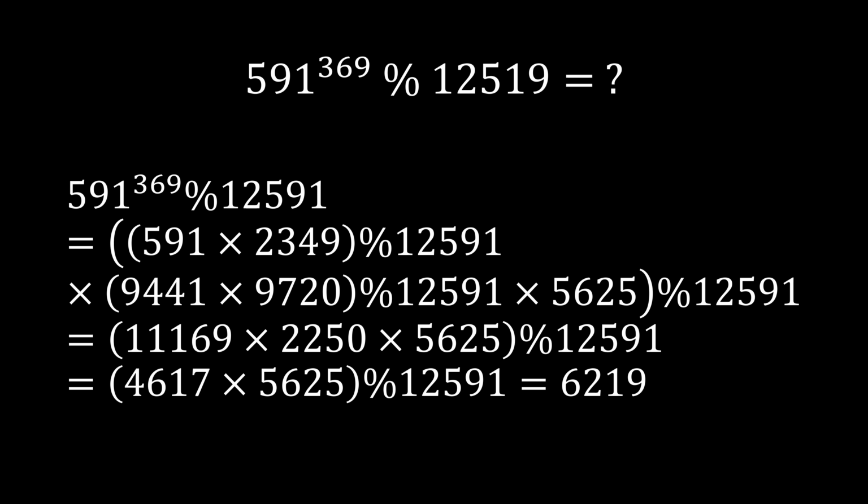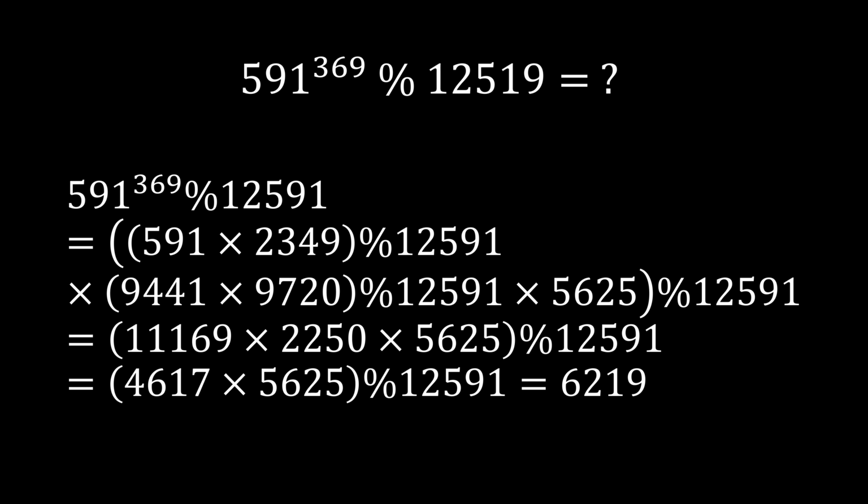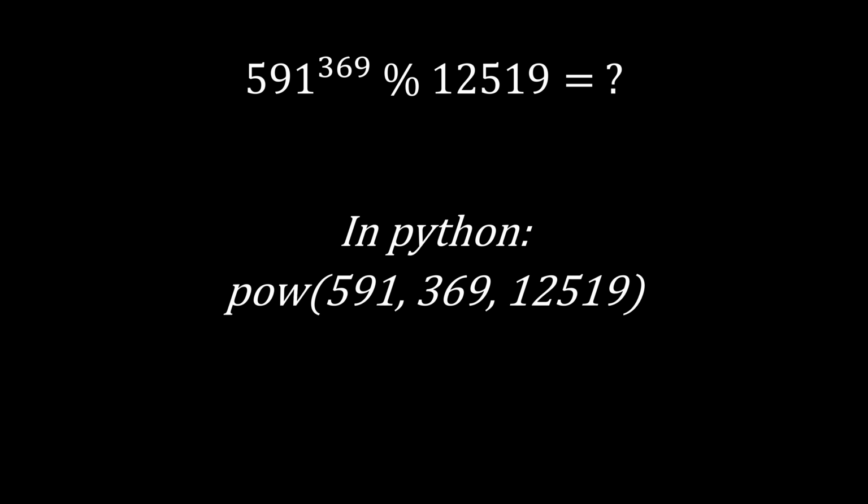We can continue to make it simpler by dividing them into 2 parts. Multiply the numbers by groups using our first basic fact. Finally, the dividend is reduced to 4,617 multiplied by 5,625, which is really simple now. The final result is 6,219. In Python, you can use the power function to get the modular result to verify the answer.